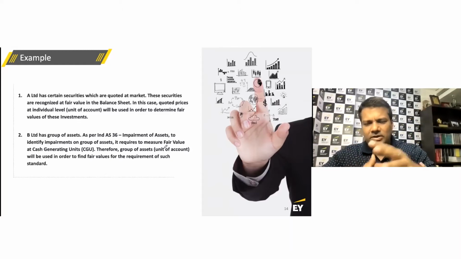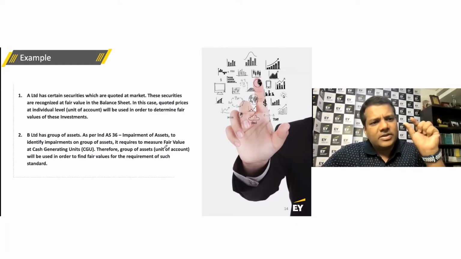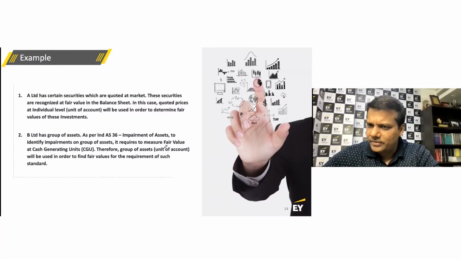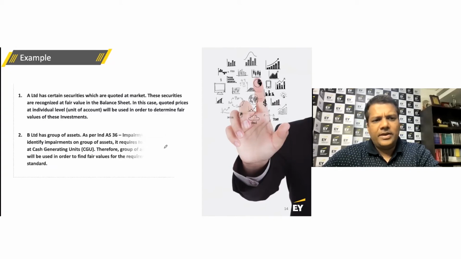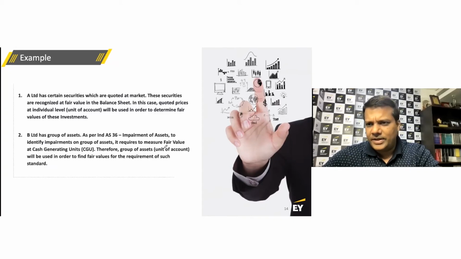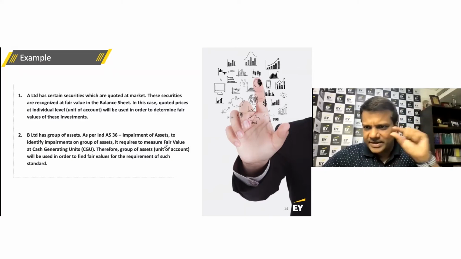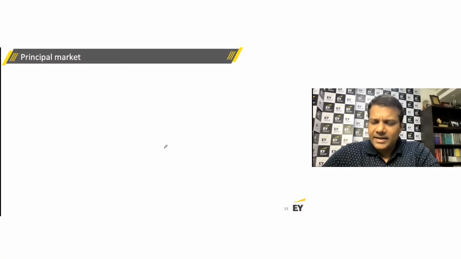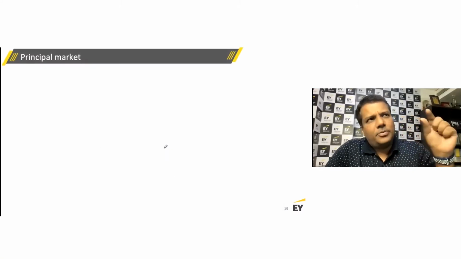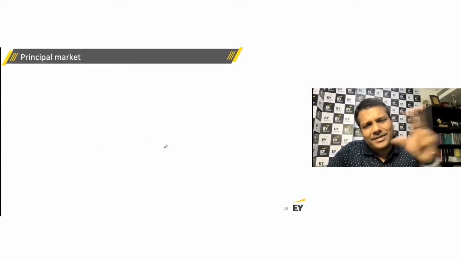So then it says a CGU is a group of assets or liabilities which has discrete financial information, which can generate independent cash flows. Therefore, the group of assets will be used in order to find fair value for the requirement of such standard. So that's how you assess fair value: in example one, at the lowest level, which is individual shares. In B, you do this at a group of assets, which is permitted by another standard. So that's one important concept we talked about, unit of account, at what level.